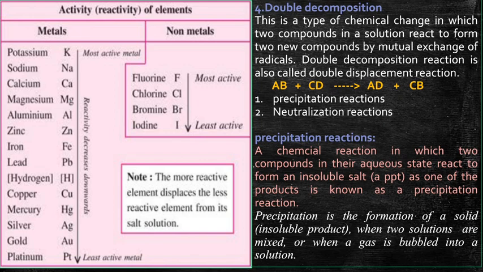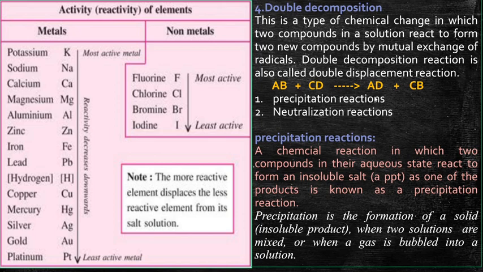Understand? So this is the third type, the displacement reaction. The last type is the double decomposition reaction. This is a type of chemical change in which two compounds in a solution react to form two new compounds by mutual exchange of radicals. Double decomposition reaction is also called double displacement reaction. Already we know displacement: a highly reactive element displaces a less reactive one. This takes place in double decomposition as well.